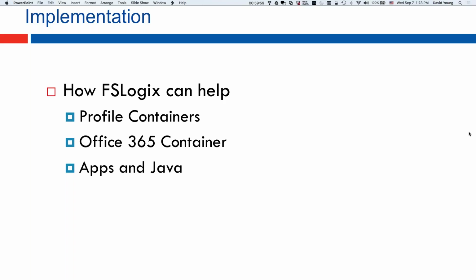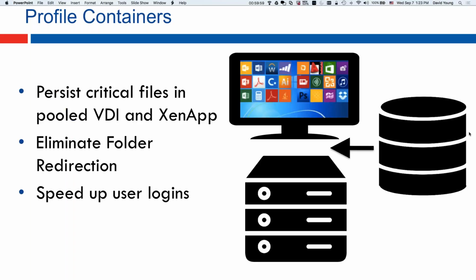So we have some cool stuff that allows us to do that. Let me cover a couple of the items on how we can help, right? We have profile containers, and we have our Office 365 container. I'm going to go over the profile container first, and what that allows us to do is basically take everything from C:\Users\%username%, your local profile, throw it into a VHD, and connect the user to it instantaneously on login.